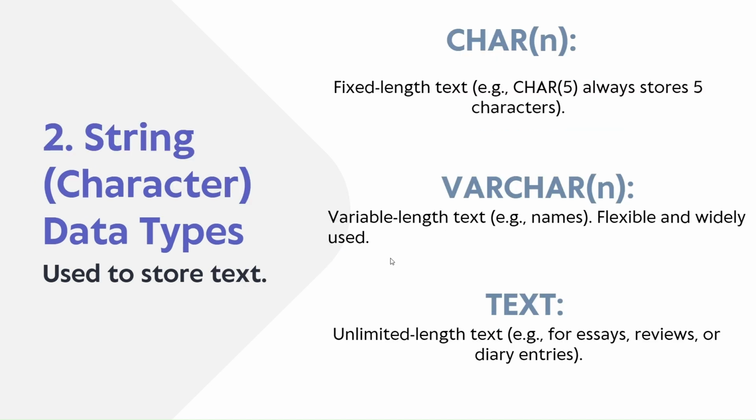Next comes the string or character data types. This is generally used to store text. We have three different types in it: CHAR(n), VARCHAR(n), and TEXT. What is CHAR(n) used for? This is used for fixed length text. Suppose I declared a variable with CHAR(5), that means I have to store 5 characters. If not, the storage space would be wasted. So it is like storing fixed data, for example, postal codes. You can say that it is strict and short.